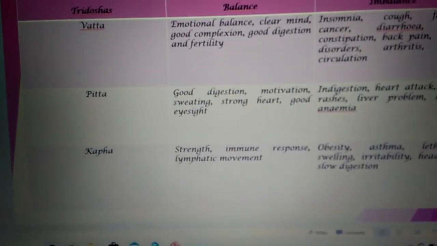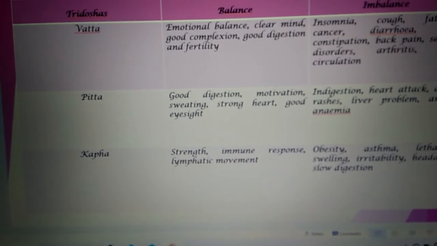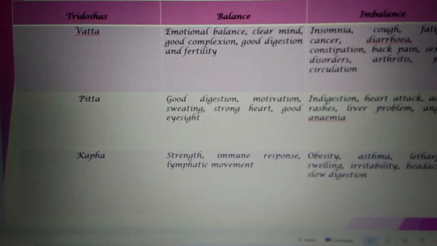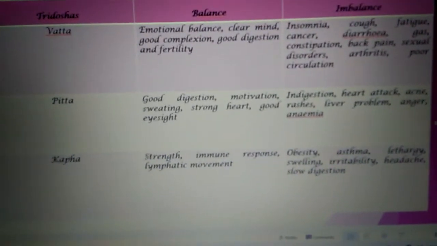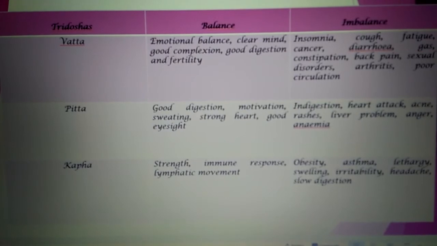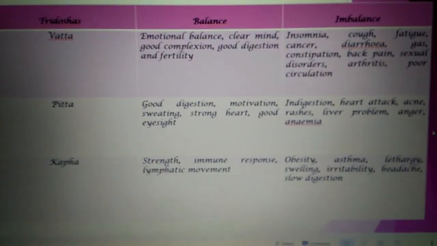Kapha, that means phlegm. If it is in the balanced state, then strength, immune response, and lymphatic movements remain in the proper state. And when it is in the imbalanced state, then obesity, asthma, lethargy, swelling, irritability, headache, slow digestion, these things may occur.